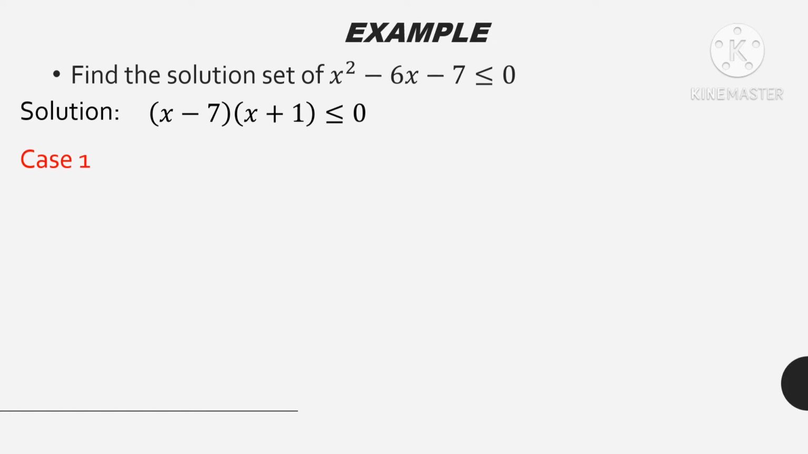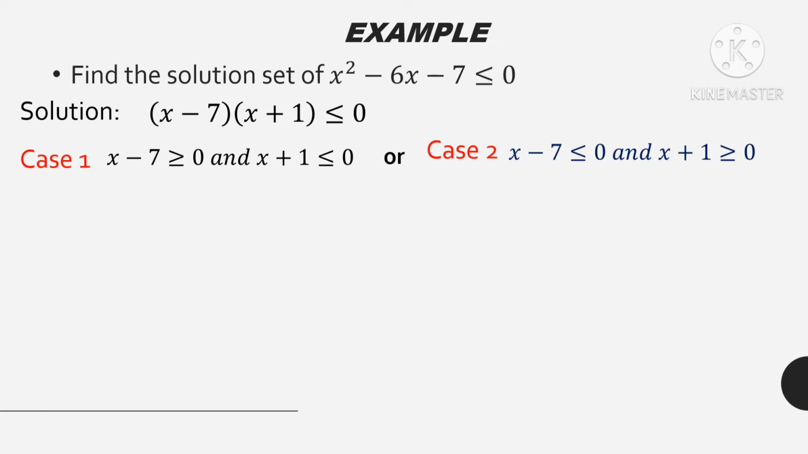So, ibig sabihin, the two factors are in opposite signs. Meaning if x minus 7 is greater than or equal to 0, and x plus 1 is less than or equal to 0. Or in case number 2, we have to reverse the condition. X minus 7 is less than or equal to 0, meaning x minus 7 is negative, and x plus 1 is greater than or equal to 0. Yung x plus 1 naman ay positive.